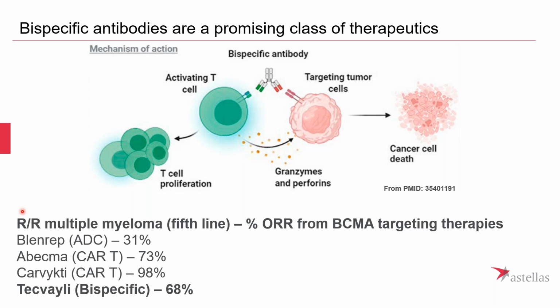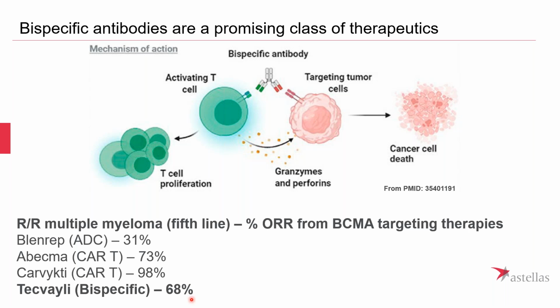And just to give you an idea of why we think bispecifics are such a promising class of therapeutics, I'm showing here some percent ORRs we've seen from registrational trials of BCMA targeting therapies. So these are four therapies, with the bispecific Tecvayli at the bottom, that are approved for fifth-line RR multiple myeloma. You can see Blenrep was an ADC that was approved with about 31% ORR. We've got two CAR-Ts, Abecma and Carvykti, that were approved that have about 73 to 98% ORR. And then here we've got our CD3 bispecific Tecvayli, that's got about 68% ORR.